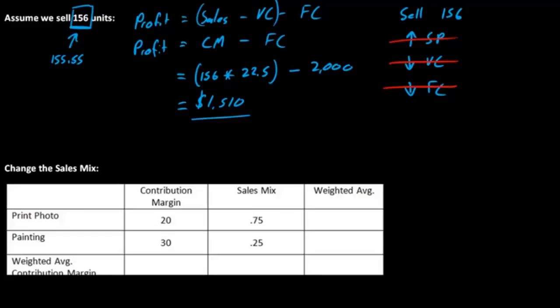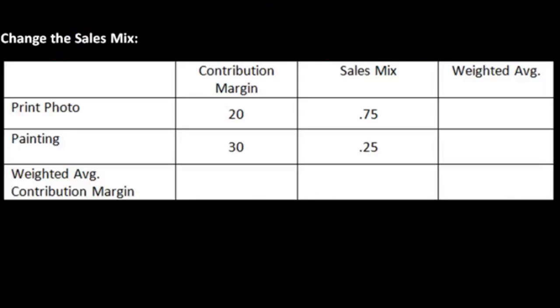Now there is only one solution, and that is if we can change our sales mix. So let's look at how this works. Okay, so I have a current sales mix down here, and the print photo makes 75% of our sales, and the painting makes 25% of the sales. But notice between these two items, the painting has a much higher contribution margin. The contribution margin of the painting is about 30, while the contribution margin of the photo is only 20.